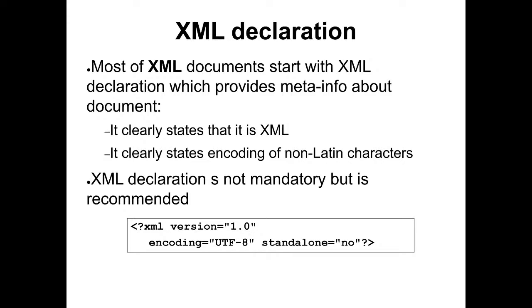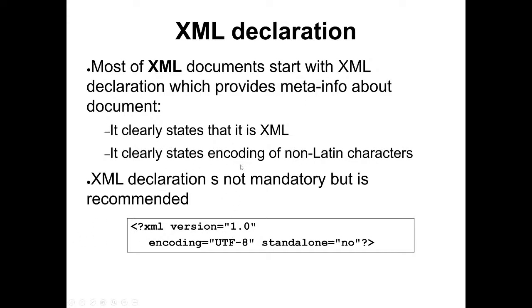Then we have the declaration of XML. Most of XML documents start with XML declaration. That was what I mentioned, which provides meta info about the document. So it clearly states that this is XML document. As I said, all the XML documents are just plain text. That's why we must distinguish that we are dealing with XML file in some way. That's why we use this starting tag for XML.